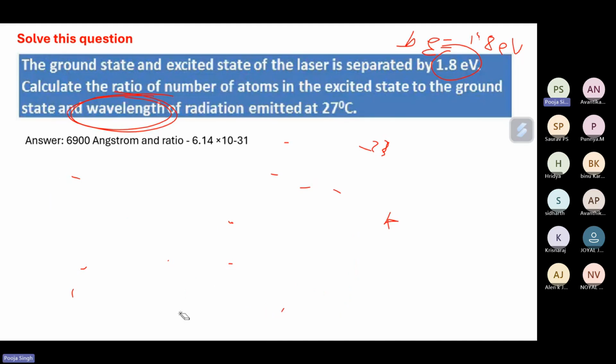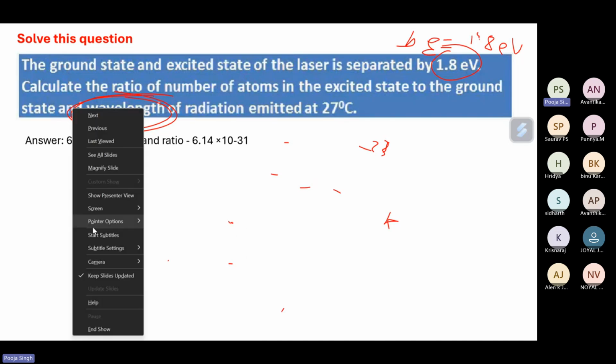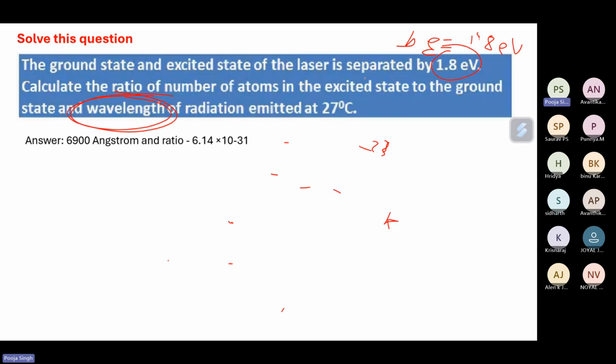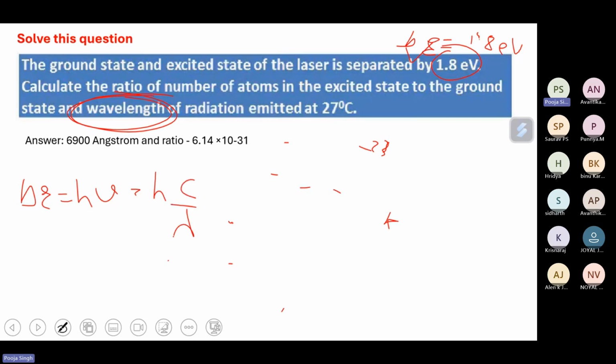I'm telling you normally how you can solve for the wavelength. What is given for us is the delta E. Delta E we know. What is delta E? Delta E is h nu. h nu is equal to hc by lambda. So from here we have to get it.